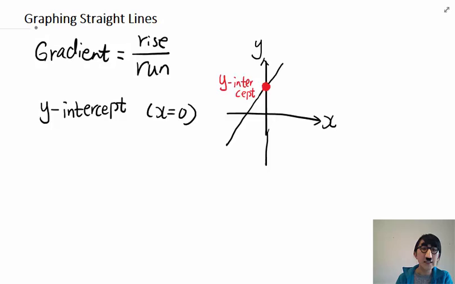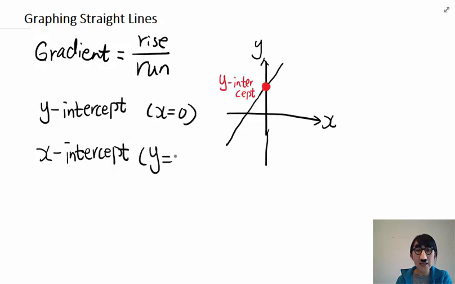Now another key concept, which is x-intercept. X-intercept means y equals 0. So this means where does the line cut or cross the x-axis? So here, that's the x-intercept. At this point, y equals 0, and we can get some x value. So it is called the x-intercept.